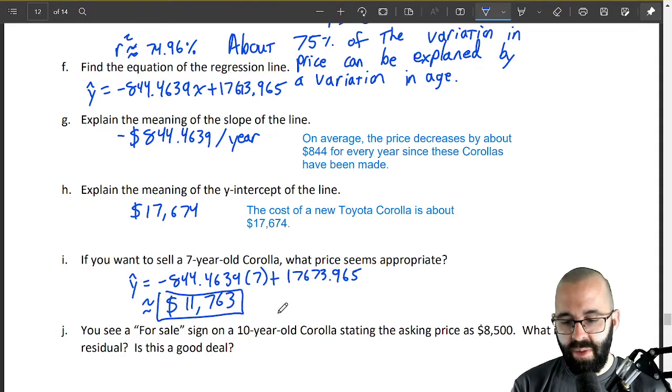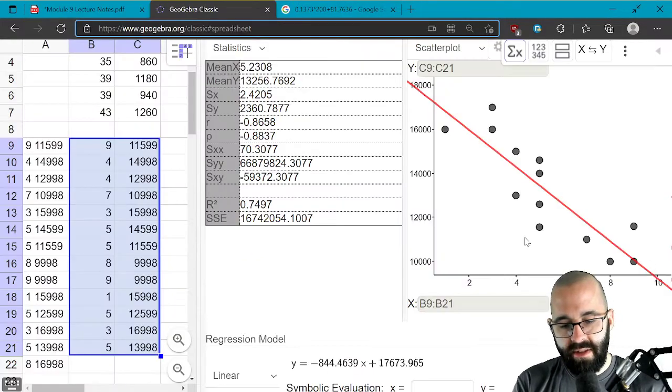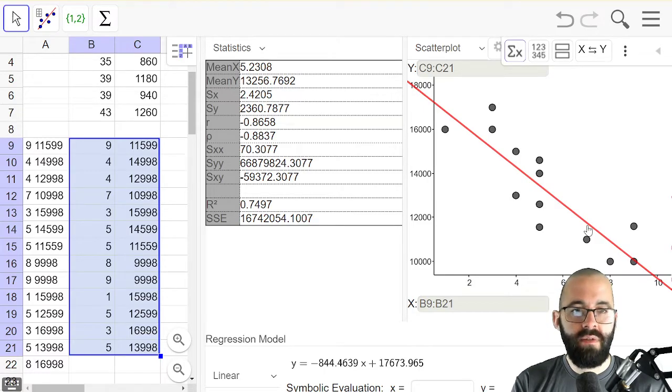Let's double check. Does this make sense? For a 7-year-old Corolla, a little less than 12,000, given the data. 7 years old is right here. A little less than 12,000, sure. There was a 7-year-old that was going for a little less than that, but our estimate is on this line. Our estimates are always going to be on the line because that's how we find the estimates.